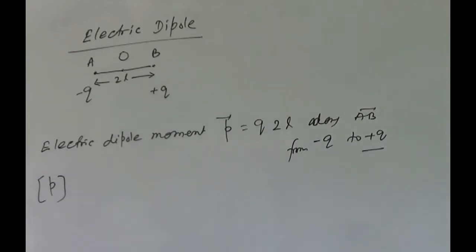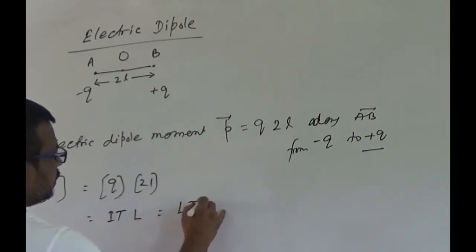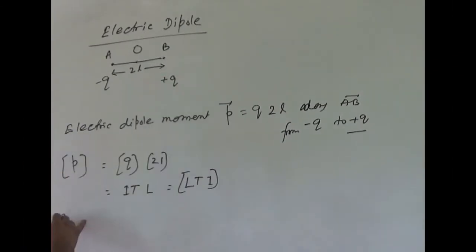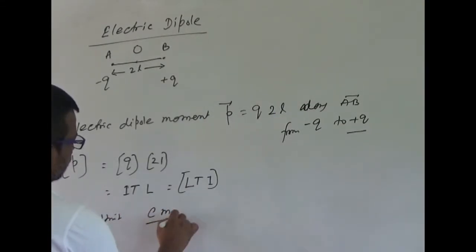The dimension of the dipole moment will be the dimension of q times the dimension of 2l. Q is IT, and 2 is dimensionless, l is L. That means LTI is the dimension of dipole moment, and the SI unit of dipole moment is coulomb meter.